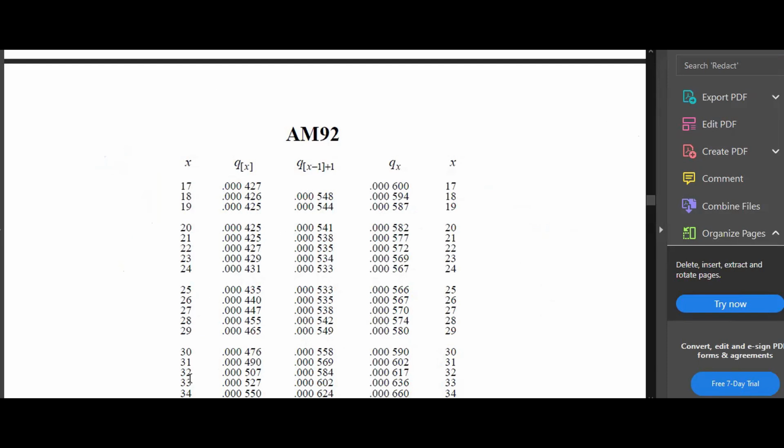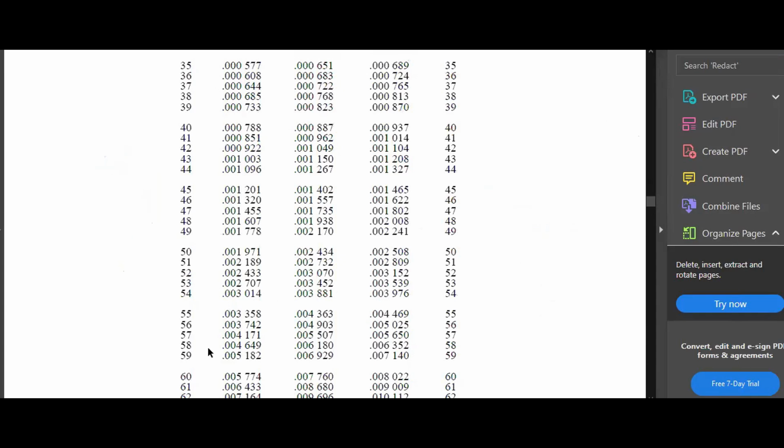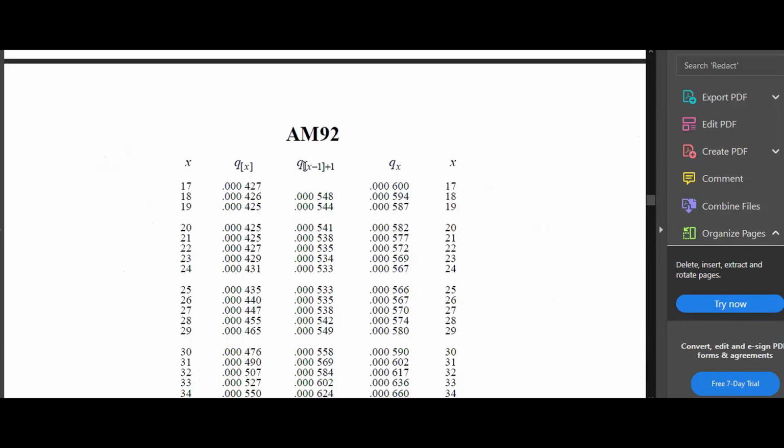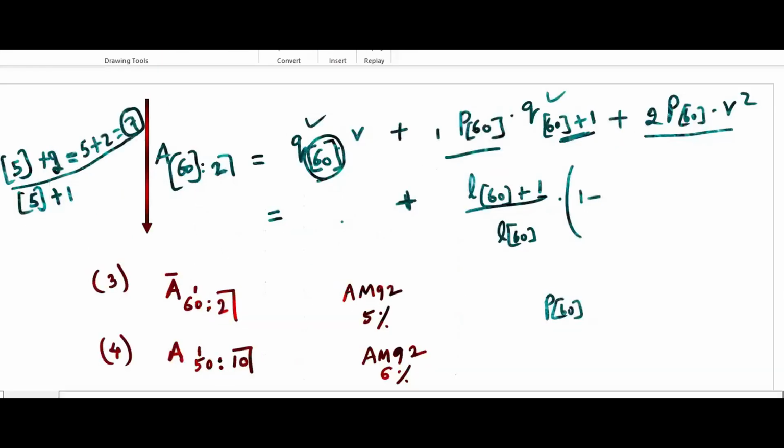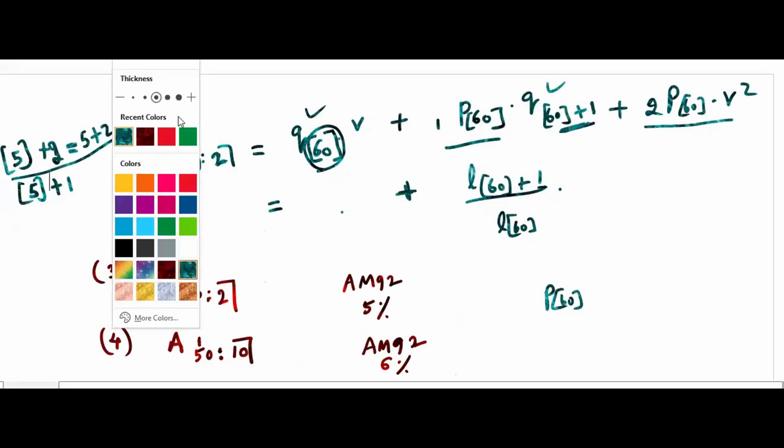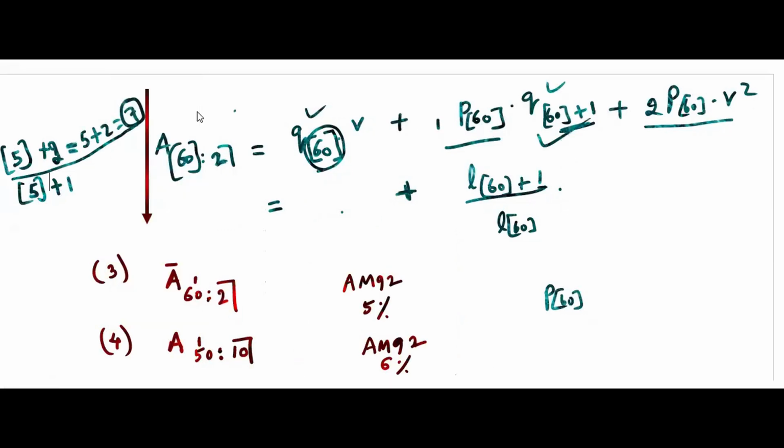So you see the value for 61. 61.008680. That one you have to consider. That will be q 60 bracket plus 1. Okay. So you don't need to change it to p. Directly it's there, and this one is over.